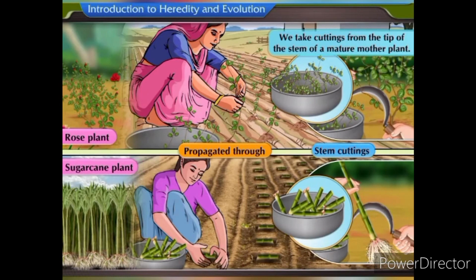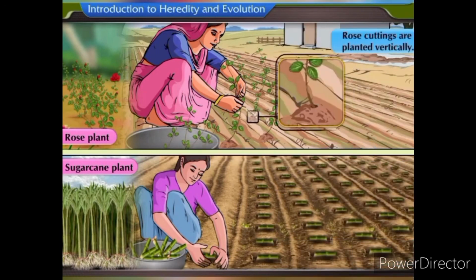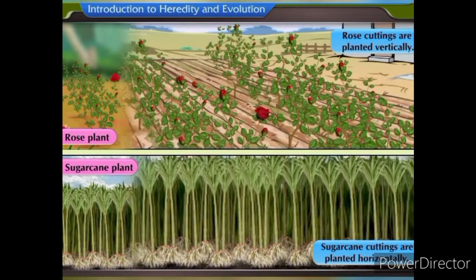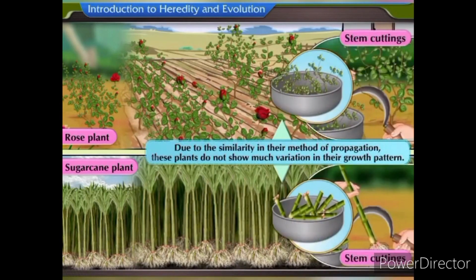in the case of sugarcane, we take cuttings of comparatively smaller pieces of stem. The rose cuttings are planted vertically, while the sugarcane cuttings are planted horizontally. Due to the similarity in their method of propagation, these plants do not show much variation in their growth pattern.